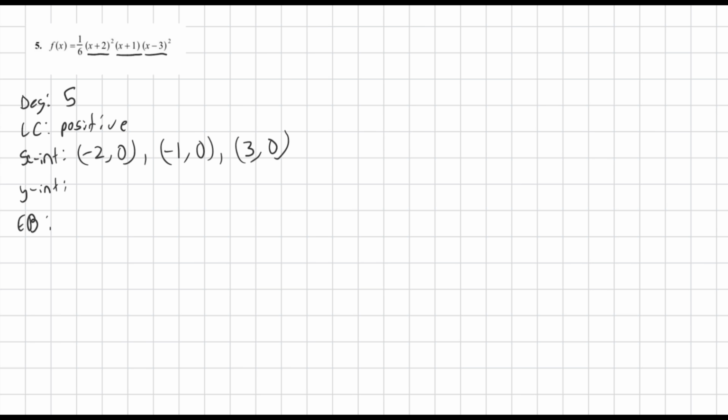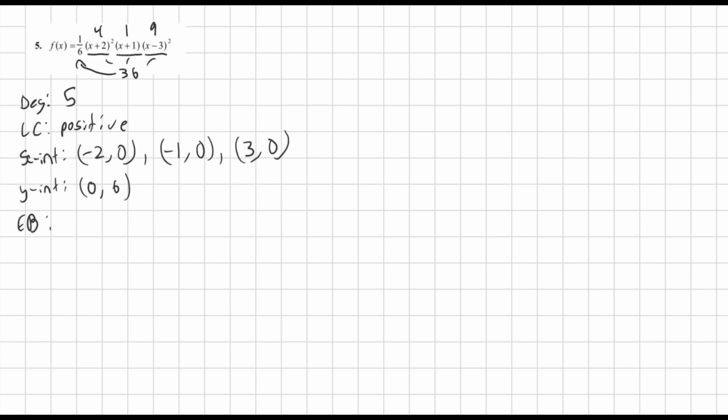And then for the y-intercept, we just put x equal to 0. So 0 plus 2 is 2, 2 squared is 4, 0 plus 1 is 1, that's just going to be 1. 0 take away 3 is -3, -3 squared is 9. So now we do 4 times 1 is 4, and 4 times 9 is 36. So we know that these all times together is 36. And then we just have to times it by 1 over 6, which is going to give us 6. So when x is 0, y is 6.